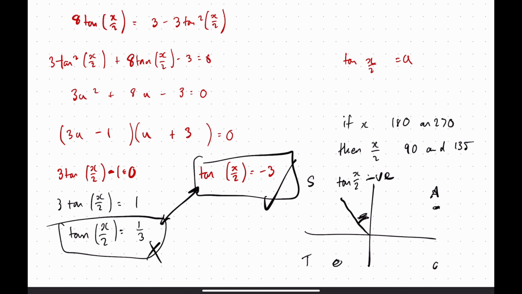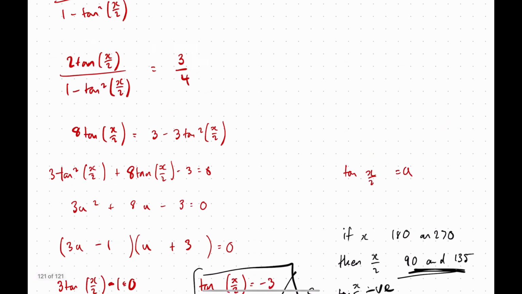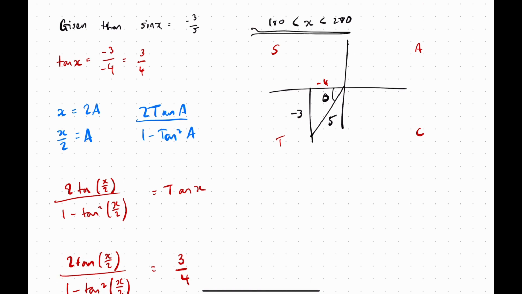Because we know it's in the region 90 to 135, which means tan x over 2 must be a negative solution. So, can you explain why it's between 90 and 135 again? Because in the question it tells you that x is between 180 and 270, so x over 2 will be between 135 and 90. Yeah? Cool. Any more questions? Any more questions about that one?